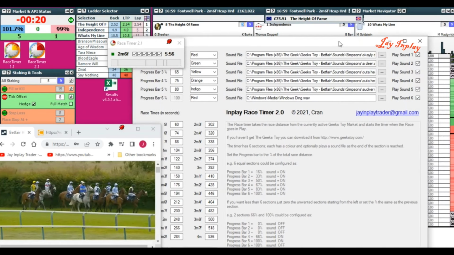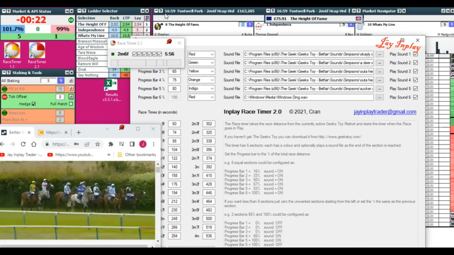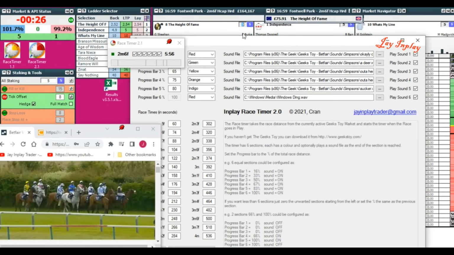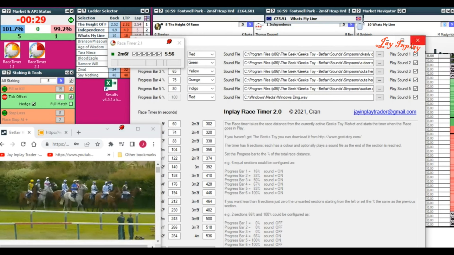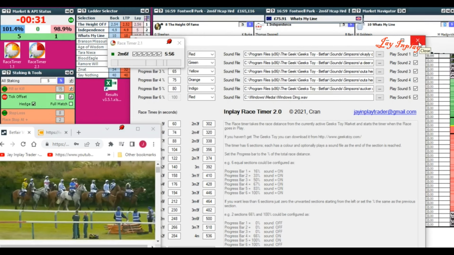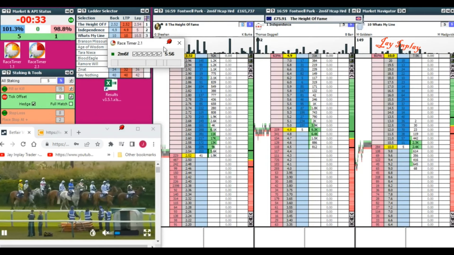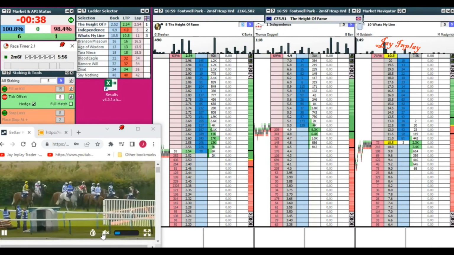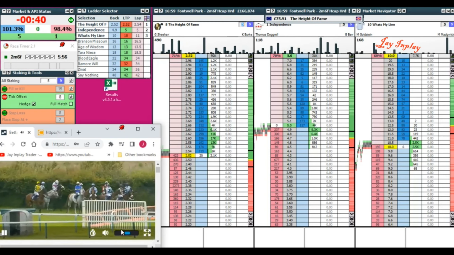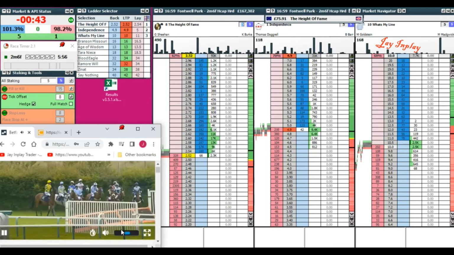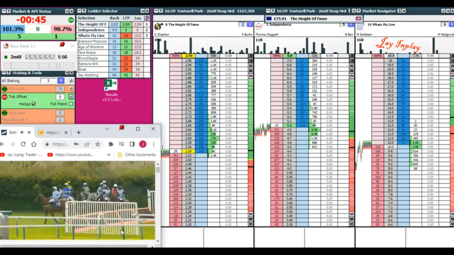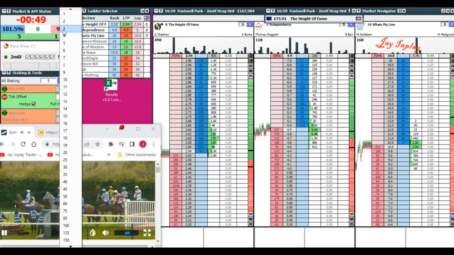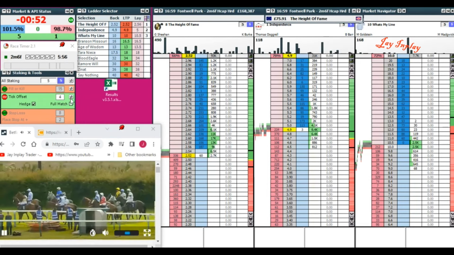Anyway, I'll show you in action on this race here. So this is the 1 minute to 5 on Sunday, 29th of May 2022. I'll show you the race timer in action and how I use it to make money. 10 runners in this handicap hurdle. So we're just waiting for this race to start at the moment. Pretty boring. You've got to be pretty patient.